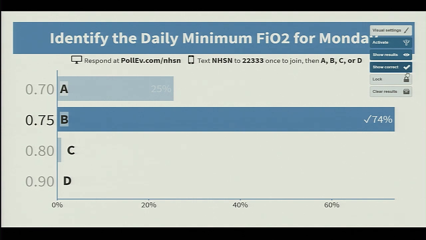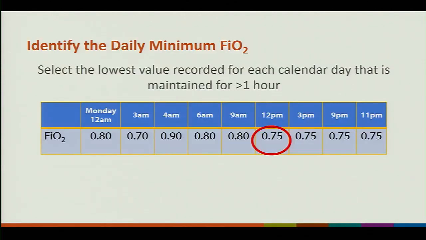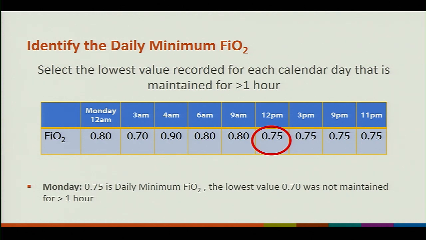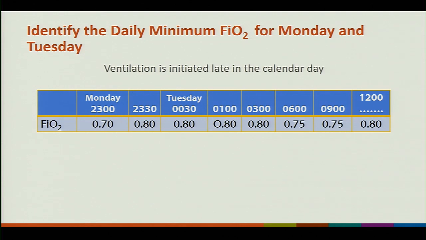So the correct answer is B, and that is 0.75. You'll notice that the lowest value is at 3 a.m. and it's 0.70, but that's changed by 4 a.m. to an increase to 0.90. So while the lowest value is 0.70, it wasn't maintained for greater than an hour. So it's 0.75, the next lowest value documented on that calendar day.